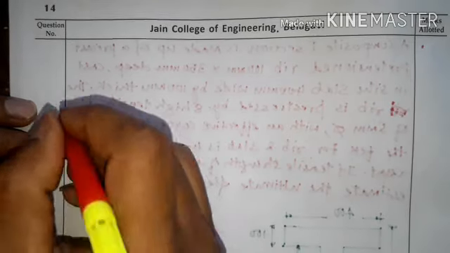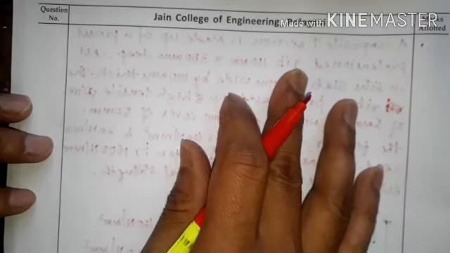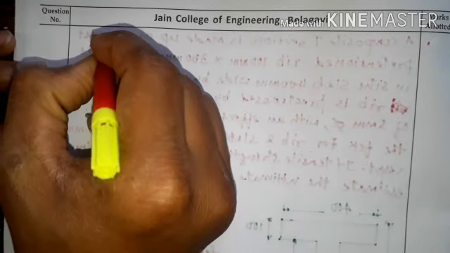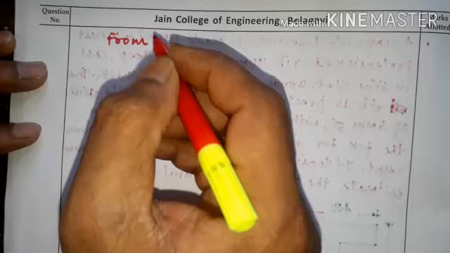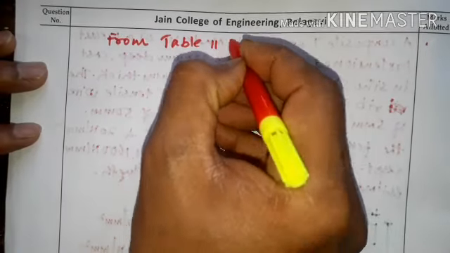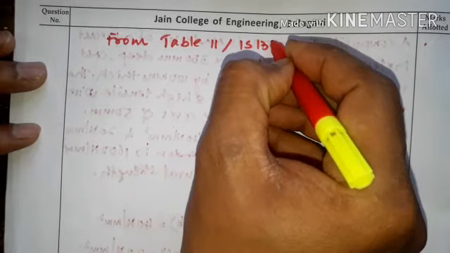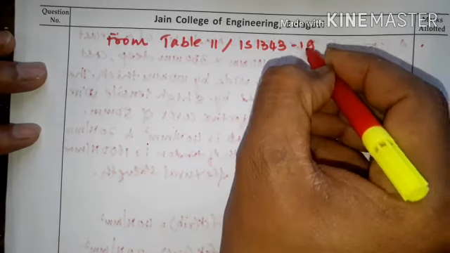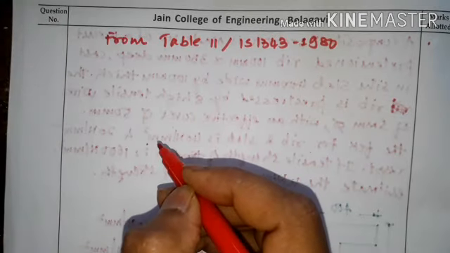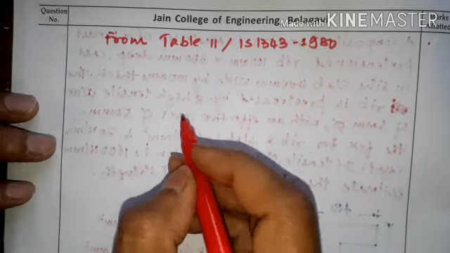So from table 11 of IS 1343/1980, okay, table 11 of IS 1343/1980. So you have to find out the ratio.